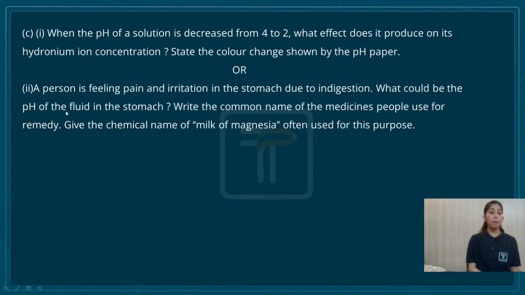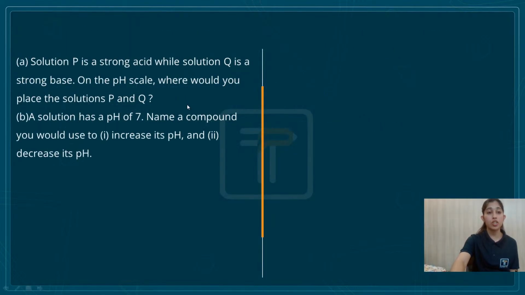A person is feeling pain and irritation in the stomach due to indigestion. What could be the pH of the fluid in the stomach? Okay, and write the common name of the medicine produced. Okay, what could be the pH? Indigestion हो रहा है. What is going to be the pH? And write the common medicine used for the remedy. Then give the name of milk of magnesia often used for this purpose. पहली बात तो पेन हो रहा है. पेन क्यों होता है? बिकॉज एसिड बढ़ गया है, तो कुछ एंटासिड लेना पड़ेगा. एंटासिड क्या होते हैं? बेस ही तो होते हैं भाई.